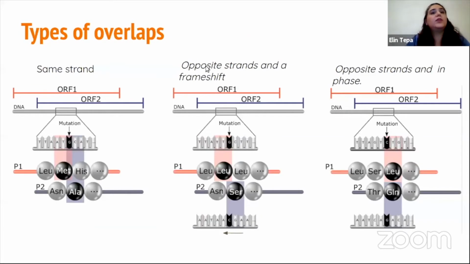As we wanted to develop a general tool, we consider all the types of overlaps. They could be on the same strand. You can see here a mutation in one nucleotide affects both proteins at the same time. And they could be on the opposite strand with a frameshift, or on the opposite strand in phase. And we consider that two positions are equivalent if they share at least one nucleotide.